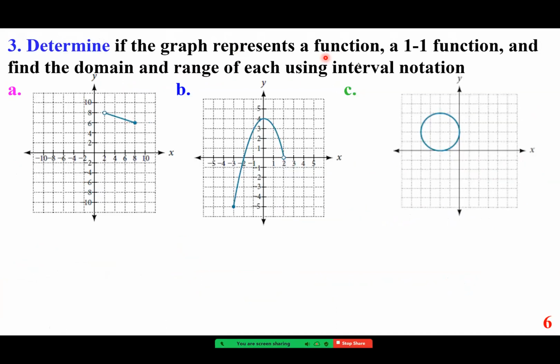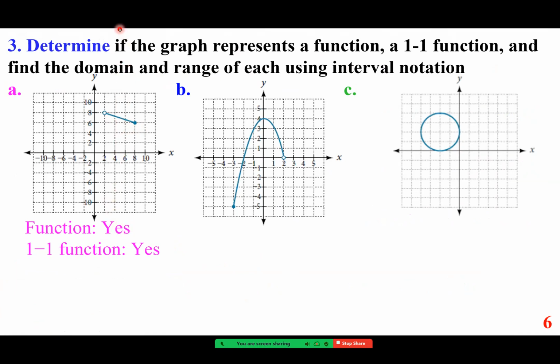The graph is given. We want to see if it's a function, if it's a one-to-one function, and we want to find the domain and range. Is this a function? Yes. Is this a one-to-one function?